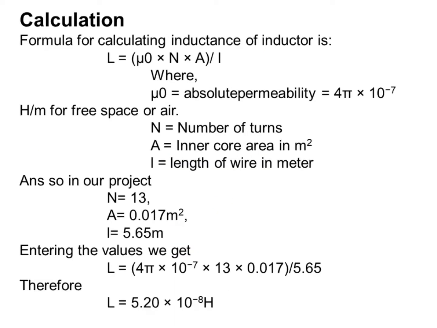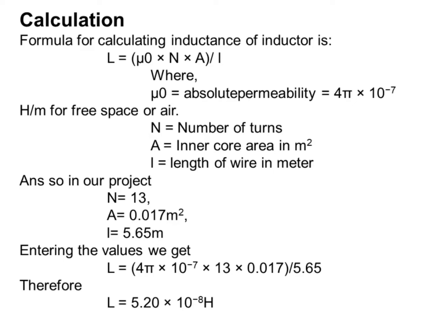Next is our calculation part. So from our above slide, you got some idea about inductance. Now to find out the inductance value for our coil, we have our formula L equals mu naught into N into A divided by L. Mu naught here represents absolute permeability, and N here is 13, which is the number of turns.